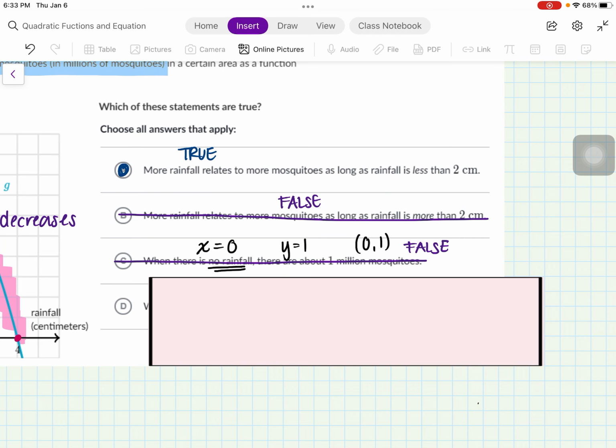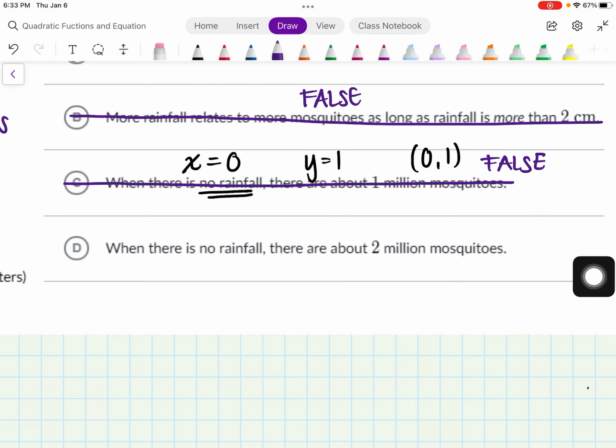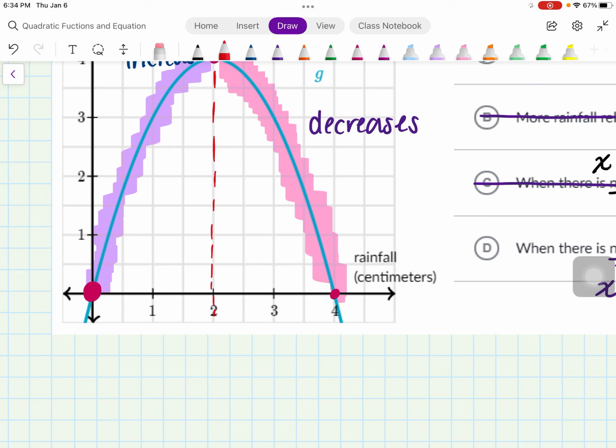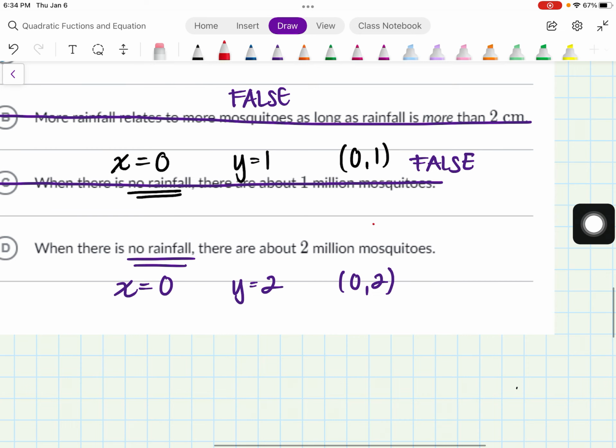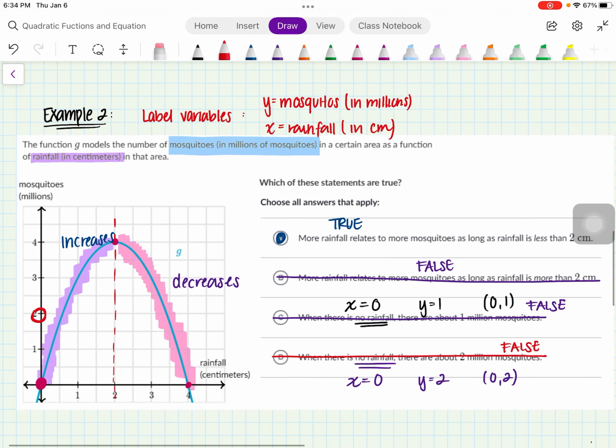All right, and let's take a look at this last one. It says, when there is no rainfall, there are about 2 million mosquitoes. Once again, rainfall is x. So if there's no rainfall, we have 0. And mosquitoes in this case are y. It has to be 2. So we should have a point at (0, 2). Let's check that out. And once again, guys, that statement is false because (0, 2) is up here and our graph doesn't even cross that point. So this statement here, once again, is false. Let's cross it out.